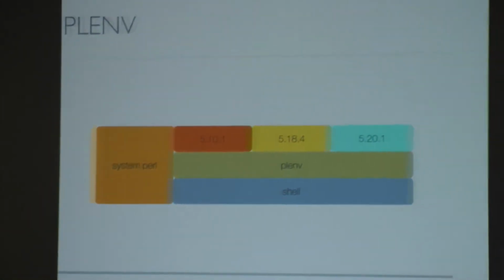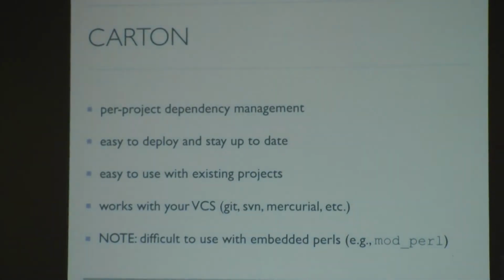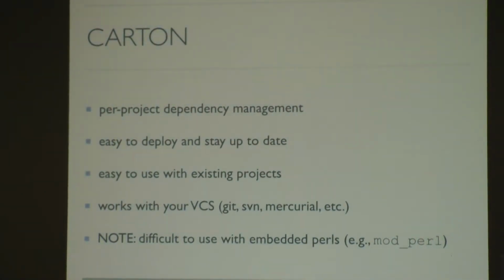So that's plenv. Carton is a Perl module, and you can install it using cpan. As we saw before, you just cpan -m. Carton has a fairly thick dependency hierarchy of its own, but once it's installed, it's done. Carton gives you per project dependency management. I'll list all the virtues and then show you what all these virtues mean in practice.